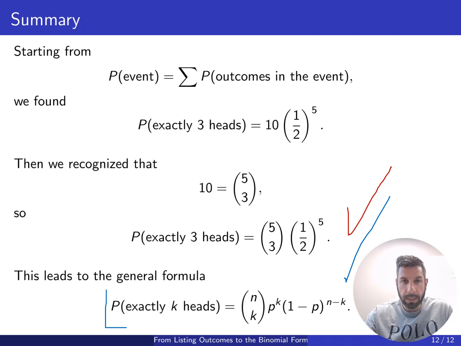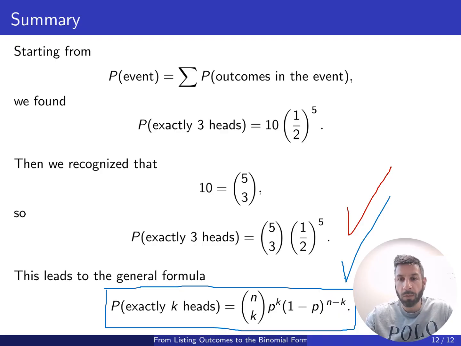And this formula right here is so useful. It has a name. You may have heard of it before. This guy is called the binomial distribution, and it's going to be something we use a bunch more throughout this term.